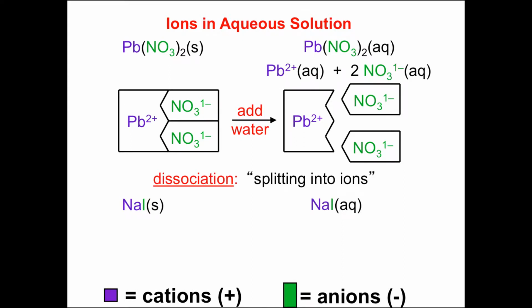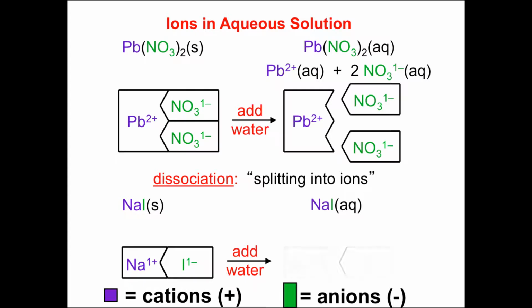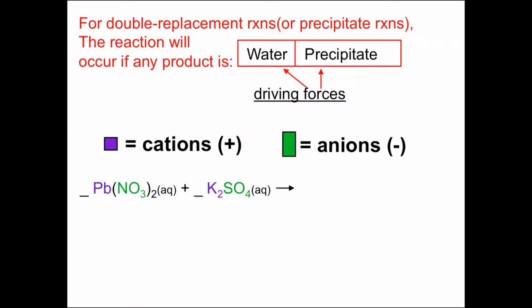Same thing with sodium iodide. Sodium iodide is stuck together in solid form, but then in a solution, they exist separate from each other. In double replacement reactions, one of the kinds of reactions that we can write a net ionic for, we need to worry about writing net ionics for anything that produces water and also for anything that produces a precipitate.